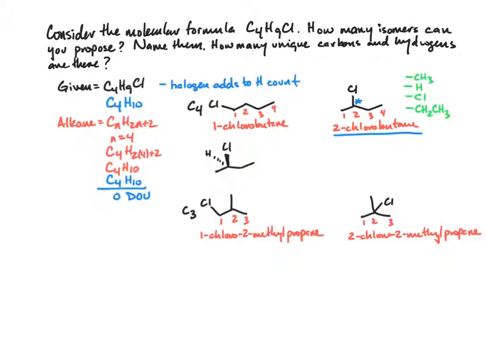So what we're going to do right now is draw the mirror image of that. And to do that, we're going to draw this ethyl group. We're going to draw the chlorine coming out, and then this hydrogen going back. So those are now mirror images of one another. And what we want to do now is, because they're both 2-chlorobutane, we want to figure out how to name each one of them.